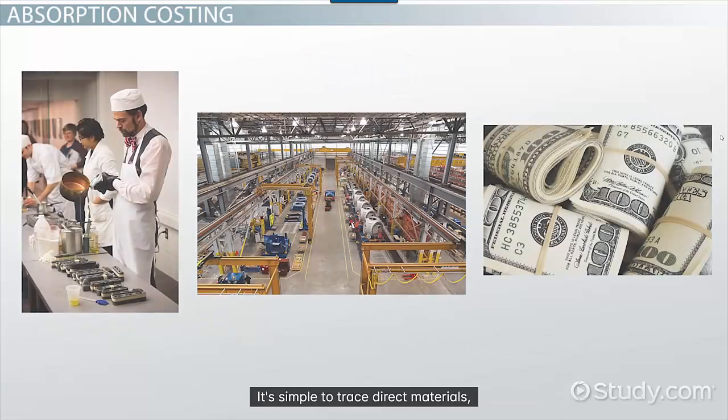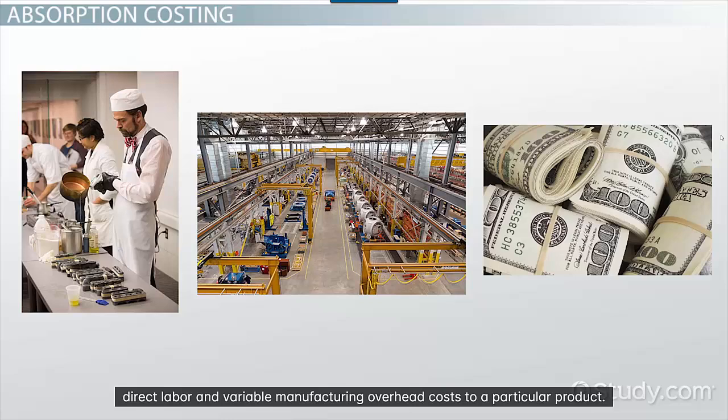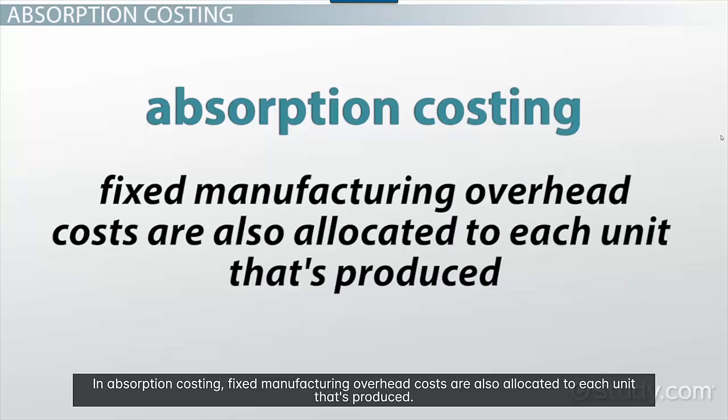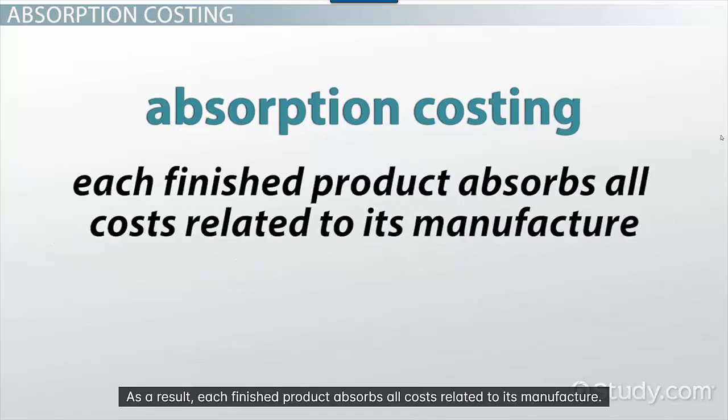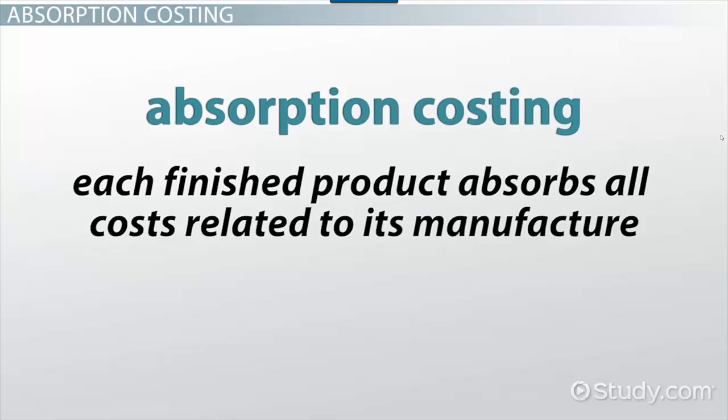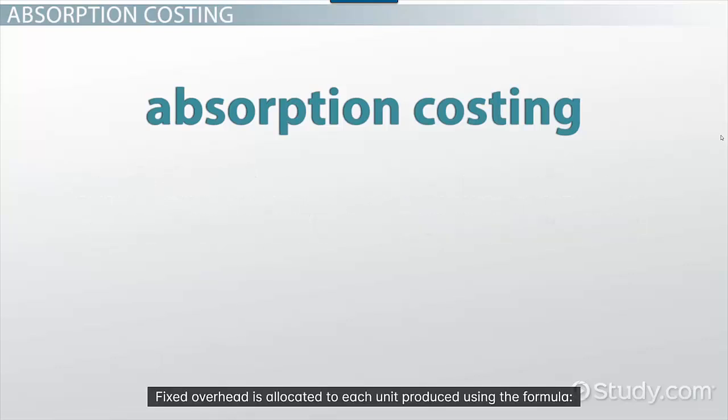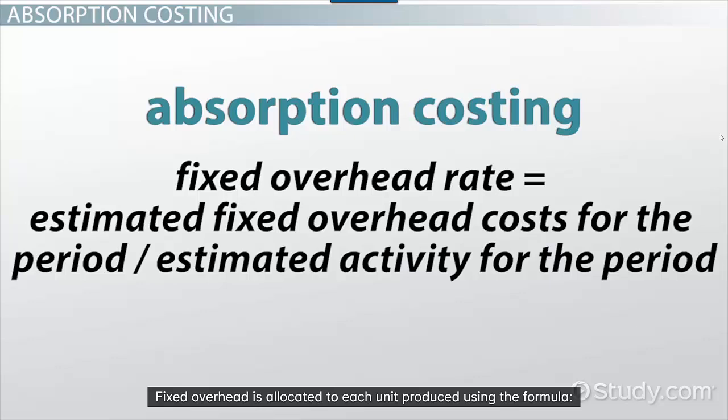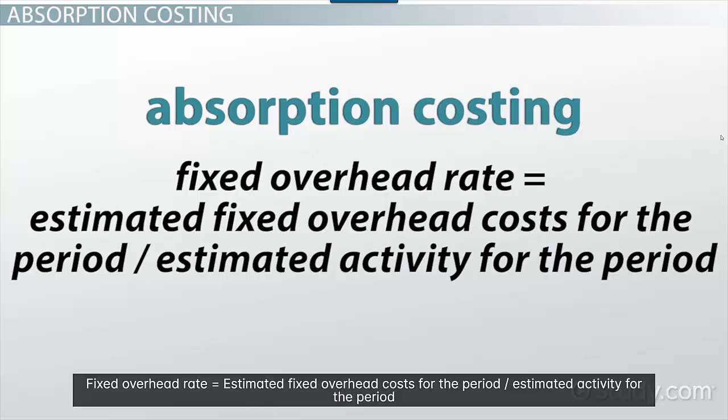It's simple to trace direct materials, direct labor, and variable manufacturing overhead costs to a particular product. In absorption costing, fixed manufacturing overhead costs are also allocated to each unit that's produced. As a result, each finished product absorbs all the costs related to its manufacture. Fixed overhead is allocated to each unit produced using the formula: fixed overhead rate equals estimated fixed overhead costs for the period divided by estimated activity for the period.